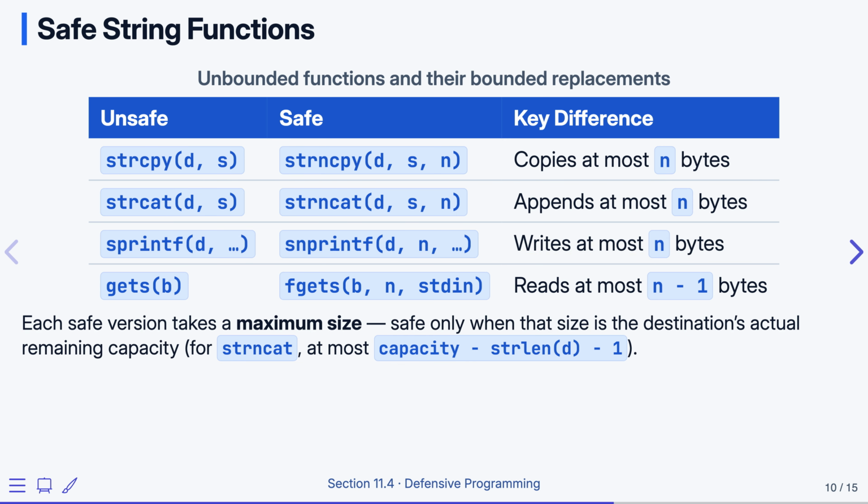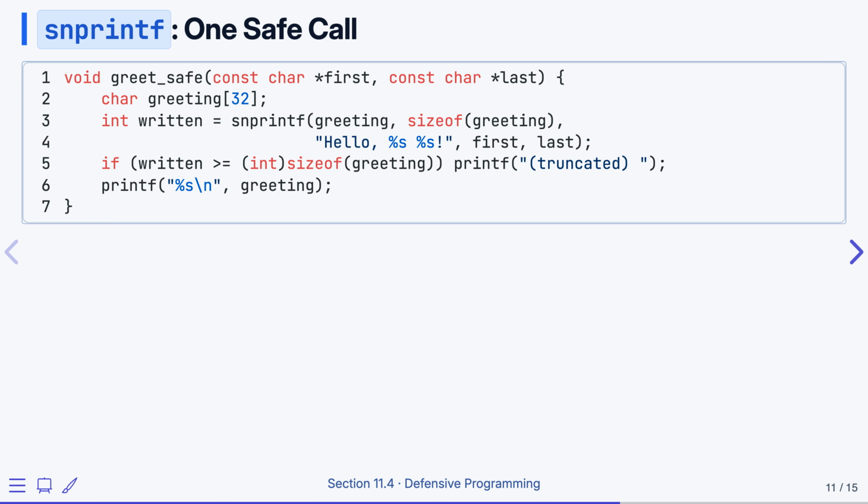Each safe version takes a maximum size argument, but it is only safe when that size is the destination's actual remaining capacity. Pass too large a count, and strncpy or strncat can still overflow. For strncat, the limit is capacity minus the current length minus 1. Used with the right size, these consistently eliminate the most common class of buffer overflows. This is why snprintf is the single most useful safe string function.